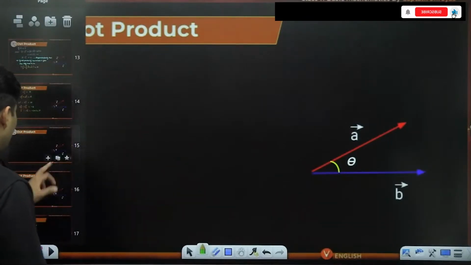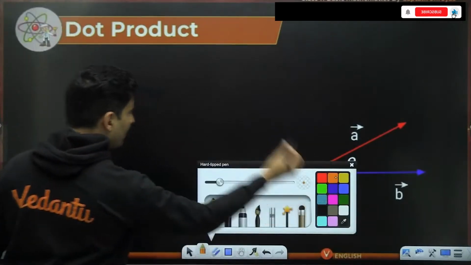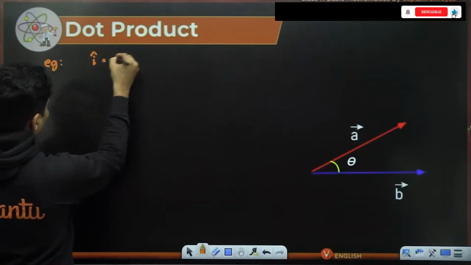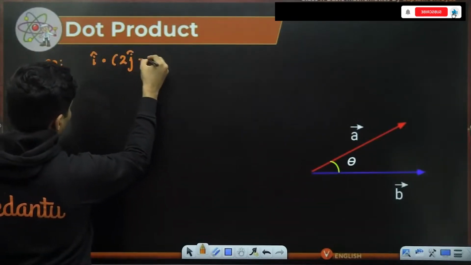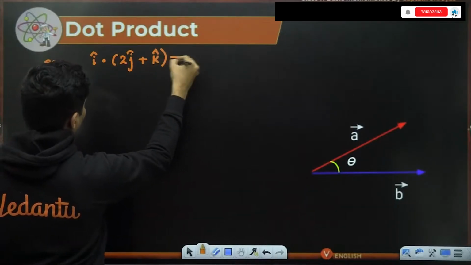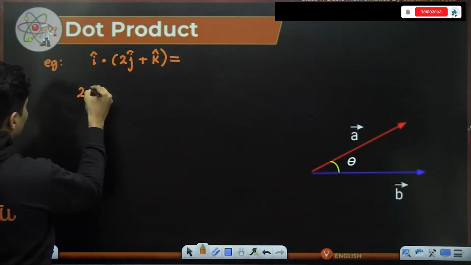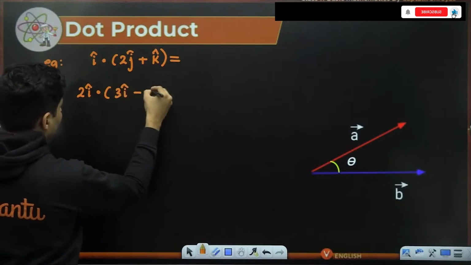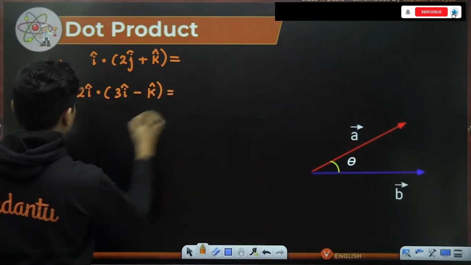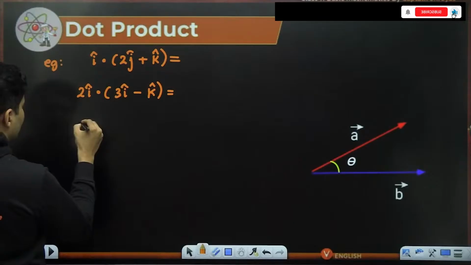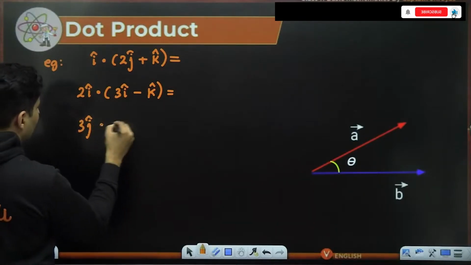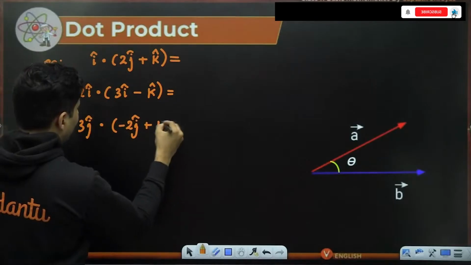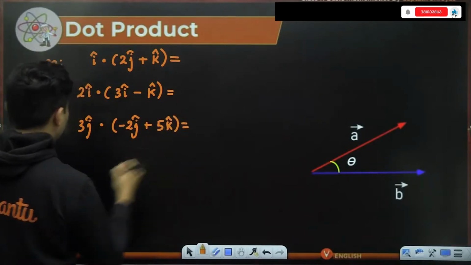Sir, what if it is slightly more complicated? Yes, why not? Let's take more examples. Say it is i cap dot 2j cap plus k cap. Then what is the answer? Let's say it is 2i cap dot 3i cap minus k cap. Then what is the answer? Let's say it is 3j cap dot minus 2j cap plus 5k cap. Then what is the answer?